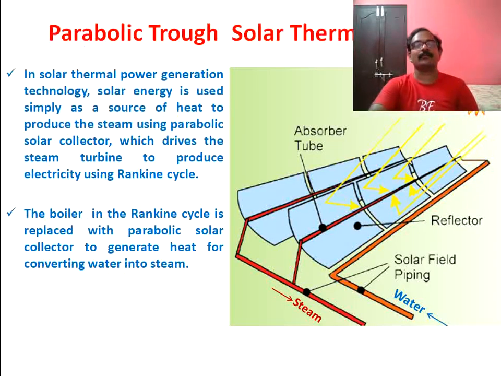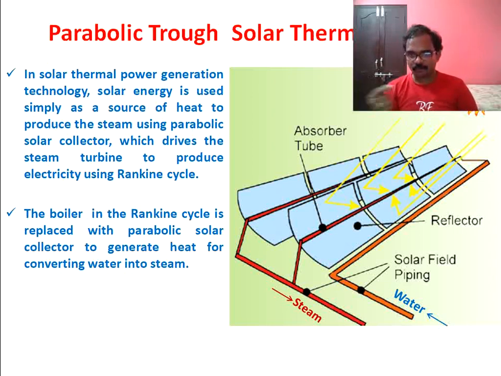The first one is a parabolic trough solar collector. In this power generation technique, we will use a parabolic trough solar collector. What is this parabolic trough solar collector? As the name itself says, it's in the shape of a parabola. It's a reflector. That means it's a mirror type thing. And you can see that it will be a parabolic trough, and in the center of the parabolic trough, we have an absorber tube.